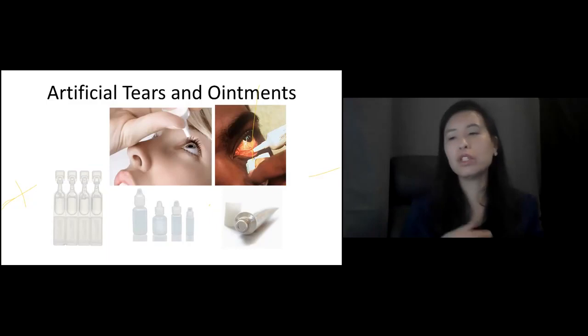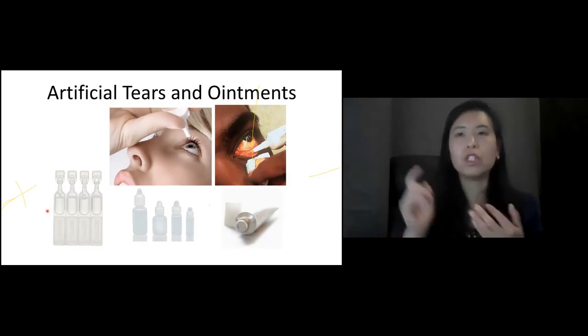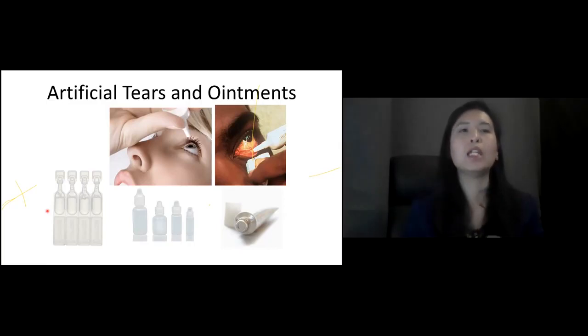So you could go to your local CVS or Walgreens and you'll be inundated with choices. There are just so many on the market right now. So I want to give you some little tips on how to choose the right one for you. Okay, so the first thing I want you to know is, buy things that are moisturizing drops, artificial tears. Don't go for the medicated drops. You don't need the things that say get the red out, or for styes, or for itchy eyes, or for allergy. You don't need that.